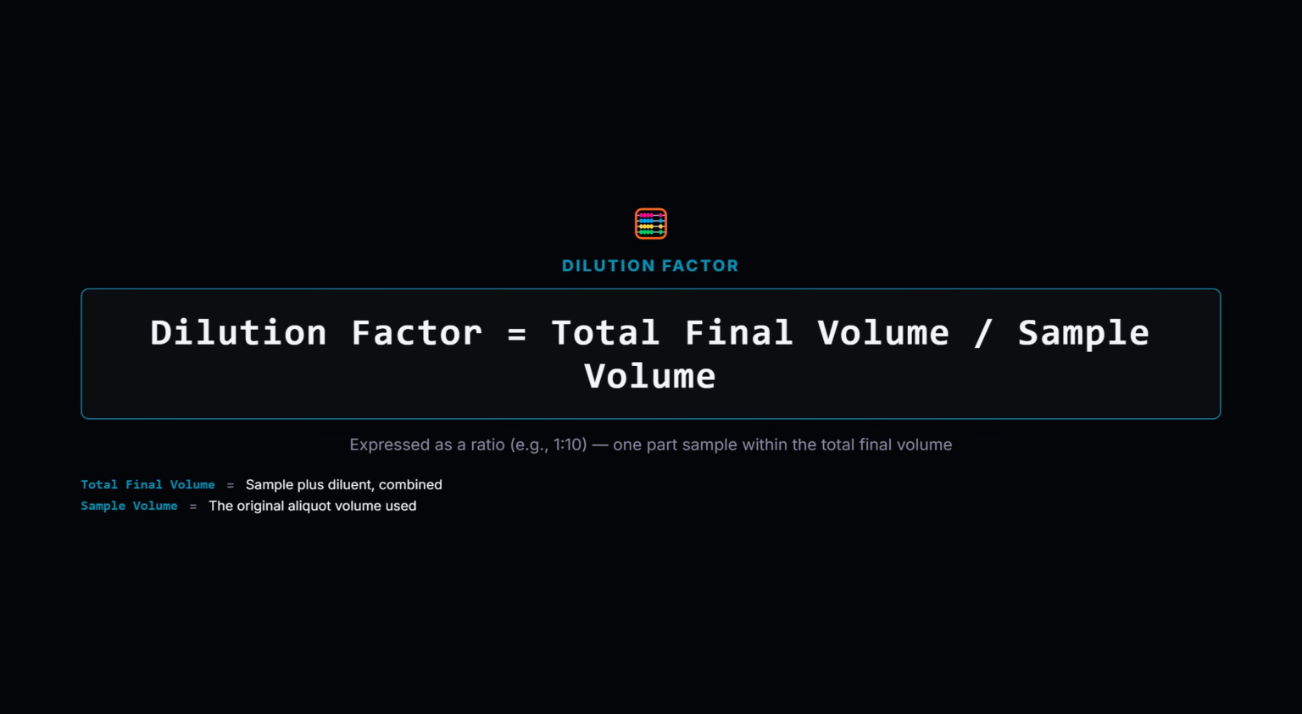The dilution factor itself is simply total final volume divided by the volume of original sample used, expressed as a ratio like 1 to 10, meaning 1 part sample in a total of 10 parts. Serial dilutions repeat this process in sequence. Each tube becomes the source for the next, halving concentration every step.